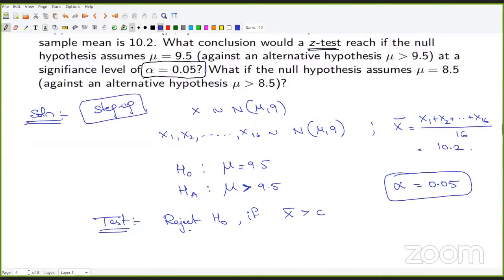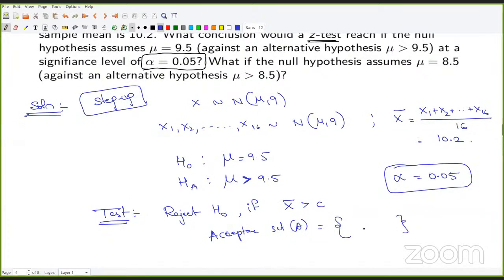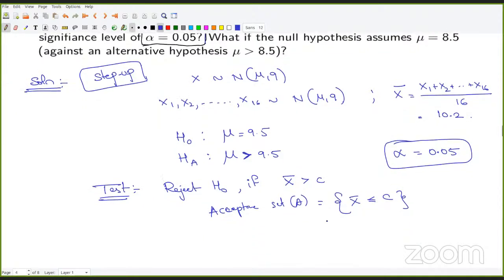So as this is the test, you can define the acceptance set also. What will the acceptance set be, corresponding to this set? Rejection is X bar greater than C, so acceptance is X bar less than or equal to C. It's just the complement of this test. If you reject H0 in these cases, when are you going to accept H0? For what values of X bar are you going to accept H0? When it is less than or equal to C.